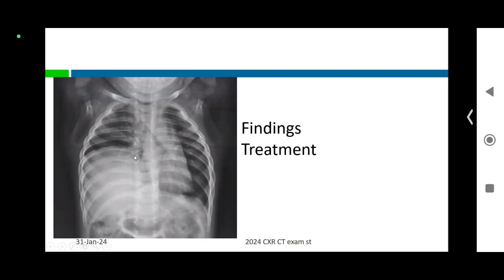Very good try, but you see the whole of the diaphragm is here. This is the eventration of the right dome of the diaphragm. What you are seeing is the liver shadow. You are able to see the bowel shadows here. This is the eventration of the right dome of diaphragm.